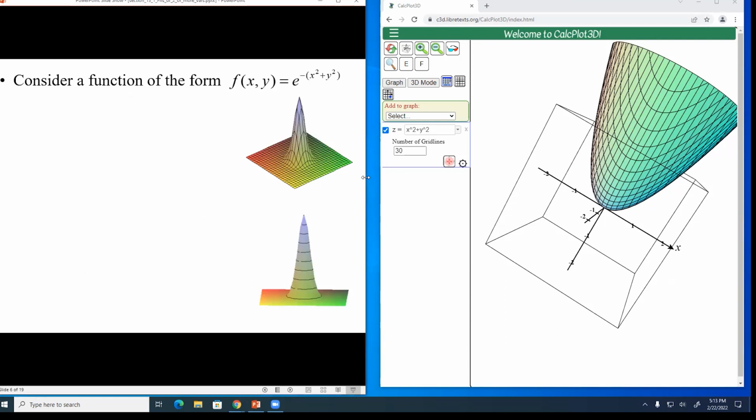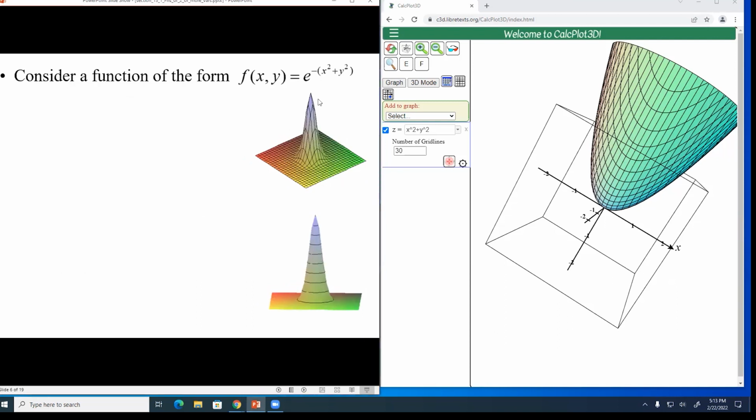Now, this is the plot of the function e to the negative x squared plus y squared. Anytime you see one of those x squared plus y squareds, you're going to see something circular going on in the graph. So basically, this graph looks a little bit like e to the negative r squared, or e to the negative whatever our variable is squared. There's our exponential look there.